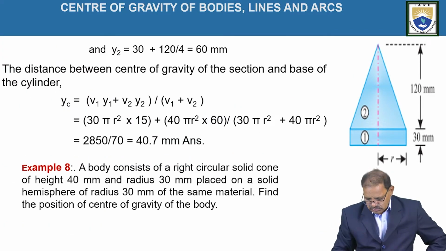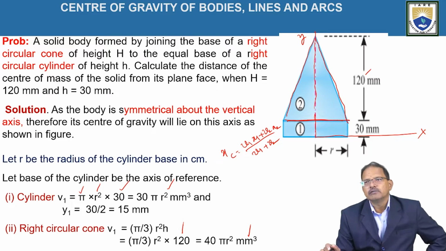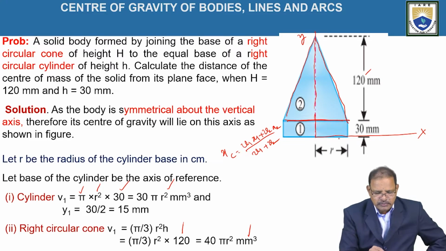And y1 is representing the position of the centroid for the cylinder. It is at a distance of half of its height. The height is given as 30, so 30 by 2, hence it is equal to 15 mm.